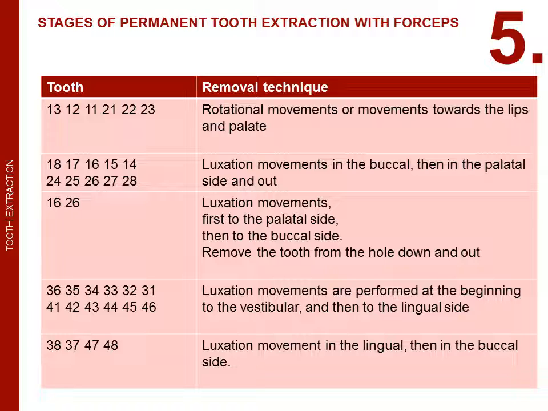For lower second and third molars, the first luxation movement is to the lingual, then to the buccal side. The lingual wall of the alveoli in these teeth is thinner, and the buccal wall is thickened due to the external oblique line.